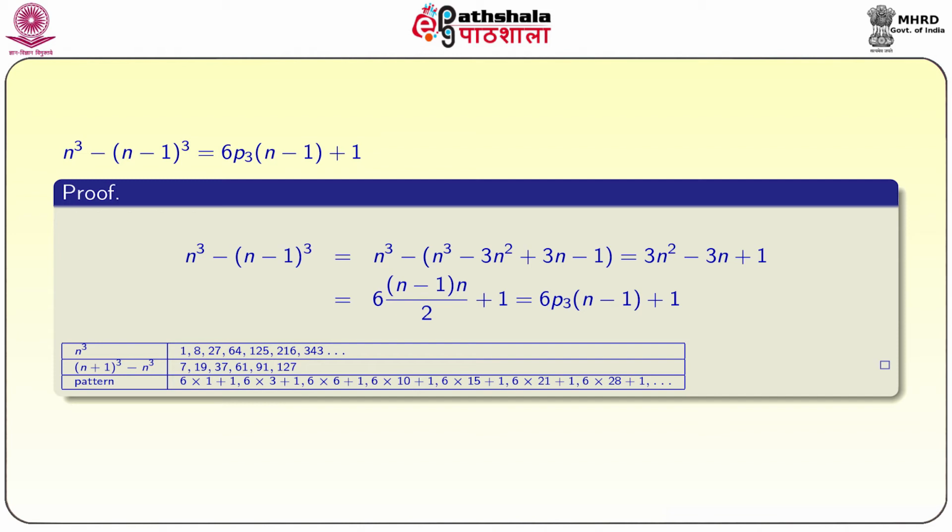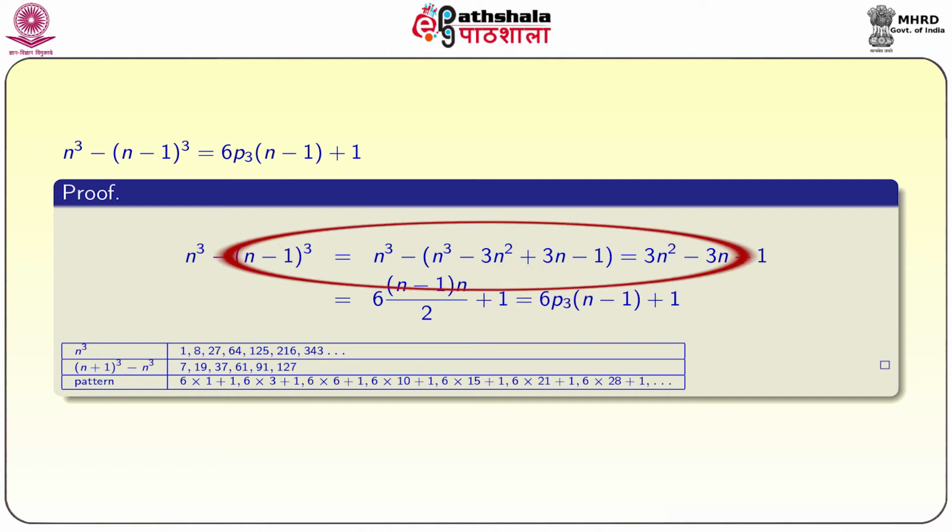What we are doing here is expanding (n minus 1) whole cube, and then we are going to get 3n square minus 3n plus 1. It will be simplified to 6 into (n minus 1) by n plus 1, that is nothing but 6 into P3 of n minus 1 plus 1.